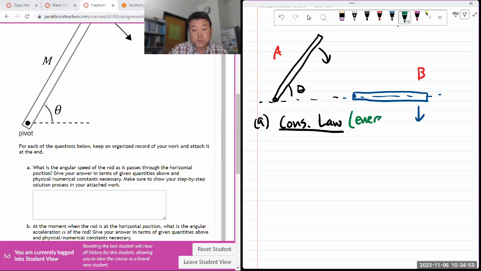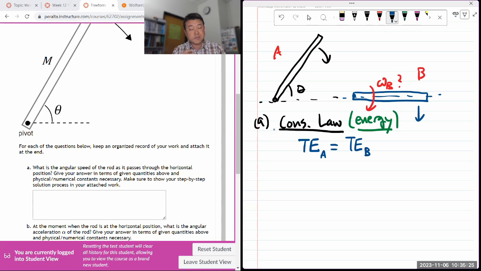So we'll work with the conservation of energy and see if it gives us enough information to write down enough equations to work out what it's asking for. They are asking for angular speed. So what is the angular speed in snapshot B? I start with my conservation law equation, which is to say the total energy in one snapshot is equal to the total energy in another snapshot. That's what it means for energy to be conserved.